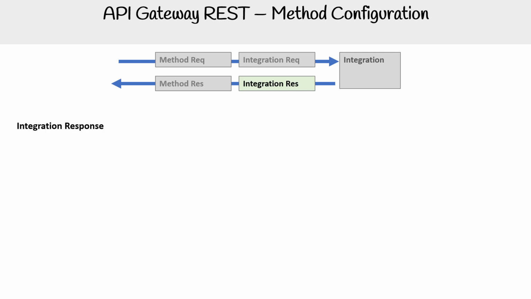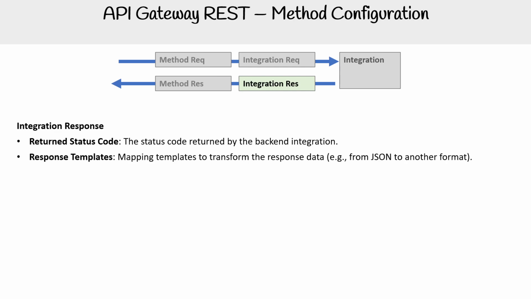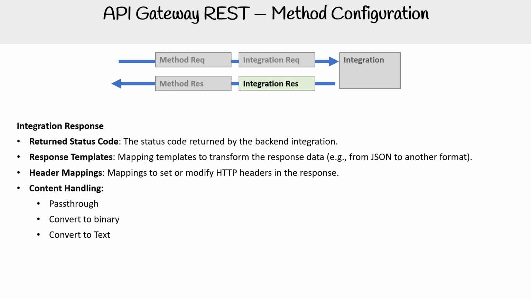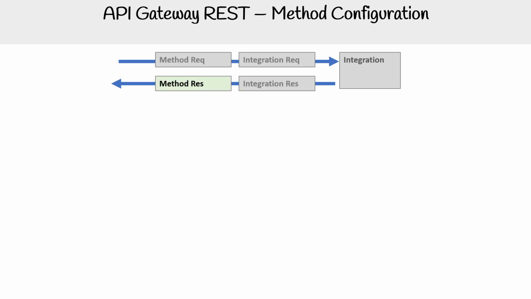For integration response, we have to specify the return status code for the backend. We have mapping again, so if you need to transform things, we have header mappings. We could specify our content handling, so whether we're going to just pass stuff along, whether we want to convert something to binary, or whether we want to convert something to text. That is something you might want to do.